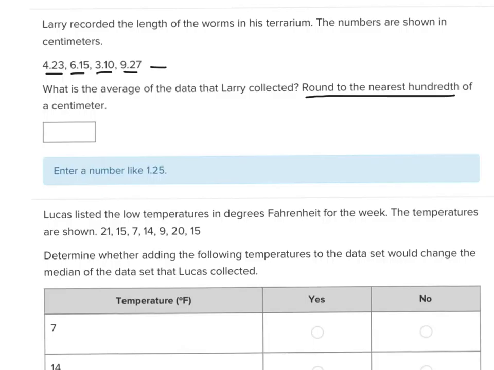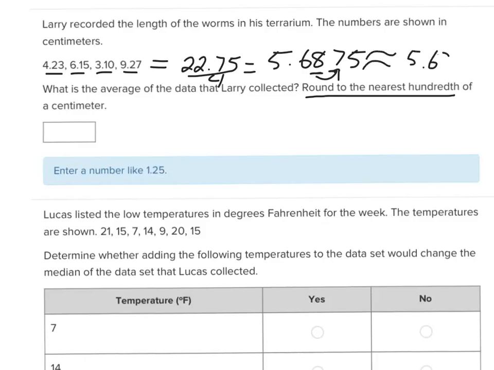So I am going to use a calculator to add those up. They add up to 22.75. And now I need to divide by 4 because there's 4 of them. And I get 5.6875. We're supposed to round to the nearest hundredth, which is where the 8 is. So I look at the digit to the right of the 8, the 7. It's big enough to round the 8 up, so it is approximately 5.69 centimeters, not inches.